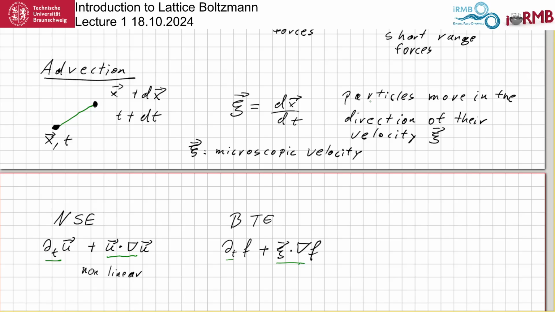But one thing is very interesting, namely that in the Navier-Stokes equation, u is a dependent variable. It's the variable you are solving for. This is where you're seeking the solution, so this also makes it nonlinear. In the Boltzmann transport equation, this xi is a coordinate in the state space. So it's an independent variable. It's completely independent.